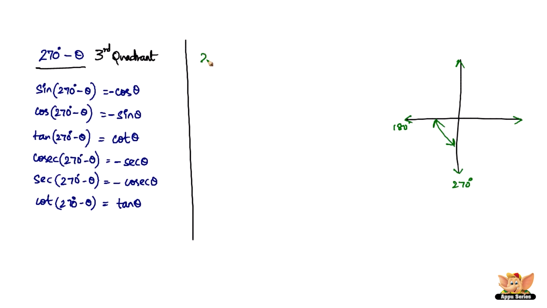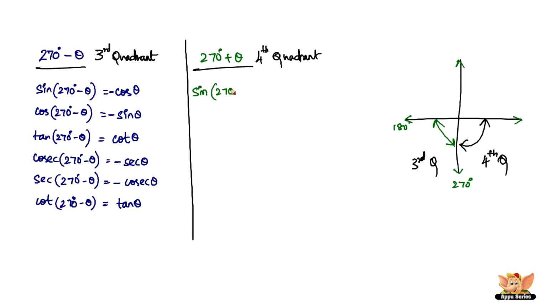Let's quickly go to 270 degrees plus theta. 270 degrees plus theta, I'm sure you know it is the fourth quadrant, because it is that side, 270 degrees plus theta up to 360 degrees. So this is the fourth quadrant, and this is the third quadrant. So let me mention here that it is the fourth quadrant.